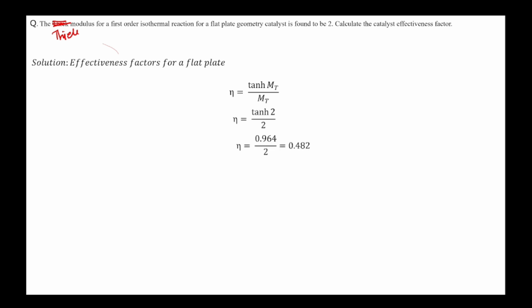No, this is not thick modulus. This is Thiele modulus. I just copied it from the paper, and there are a lot of mistakes in the paper. So sorry. Thiele modulus for a first order isothermal reaction for a flat plate geometry catalyst is found to be 0.2. Calculate the catalyst effectiveness factor. So it is straightforward. For first order reaction, it is like this.